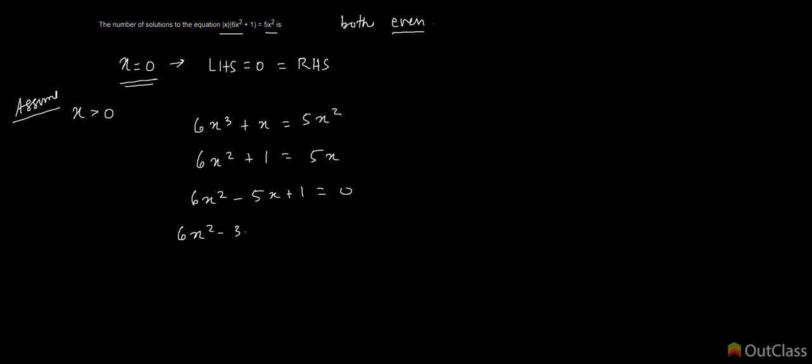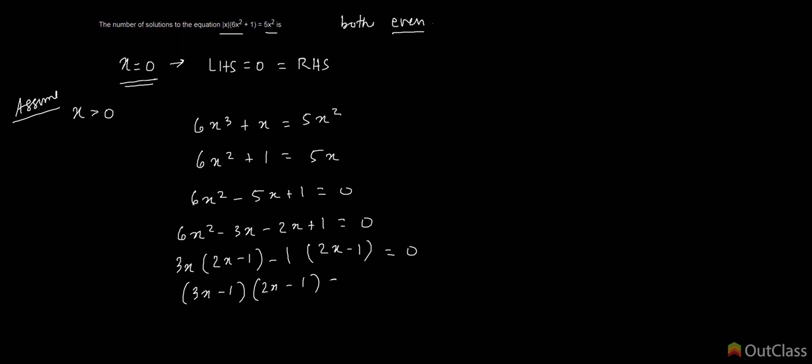6x square minus 3x minus 2x plus 1 equal to 0. 3x into 2x minus 1 minus 1 into 2x minus 1 equal to 0. 3x minus 1 into 2x minus 1 equal to 0. x is either 1 by 3 or 1 by 2. These are two solutions where x is greater than 0.